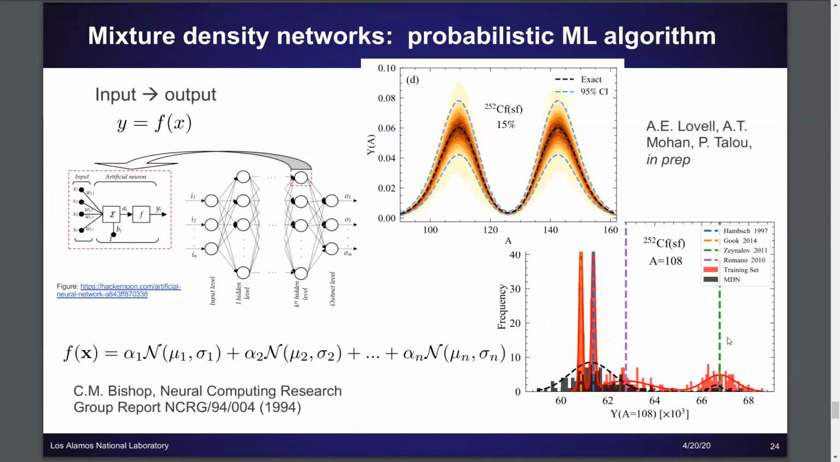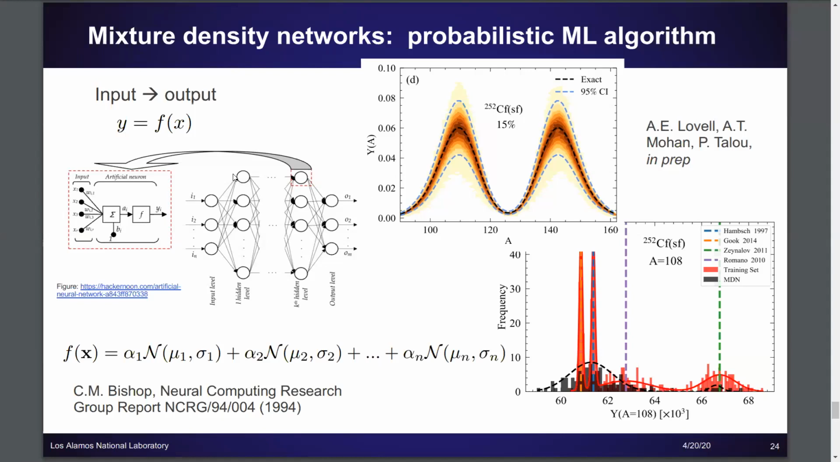And so one of the projects that I've been working on, which was a big part of my postdoc work at Los Alamos, was looking into probabilistic machine learning algorithms as a tool for emulation and uncertainty quantification. And so, right, a typical machine learning algorithm is just some highly non-linear network, a model that is just trying to map an input X to an output Y.